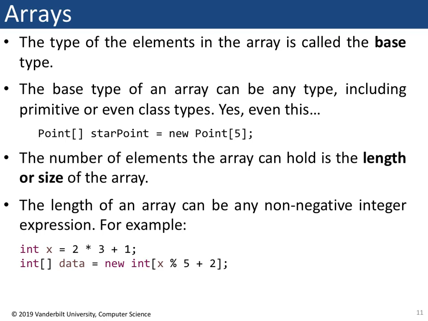Similarly, we can choose how many elements to have in the array using any integer expression that yields a non-negative integer. So here we could use x mod 5 plus 2. That's going to yield a positive integer because x is a type integer variable, and so this would be a valid way to declare an array called data.